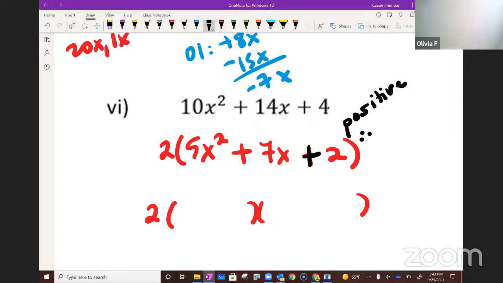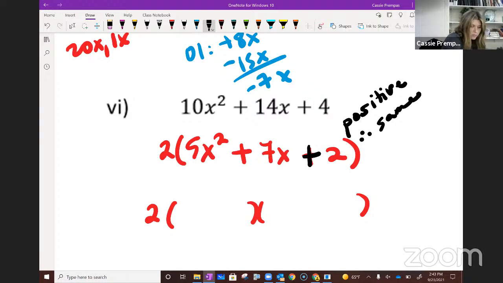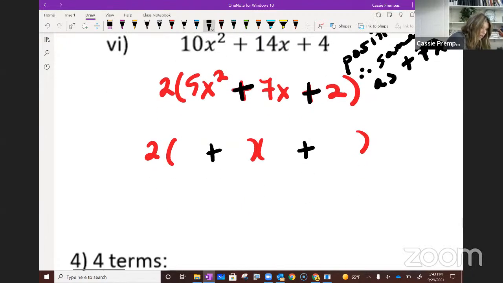So since the last term's positive, therefore we're going to have the same signs. Remember what they're the same of? Plus signs? Yeah, because the middle one is plus. So I'm going to have a plus and a plus. And then I undo the F.